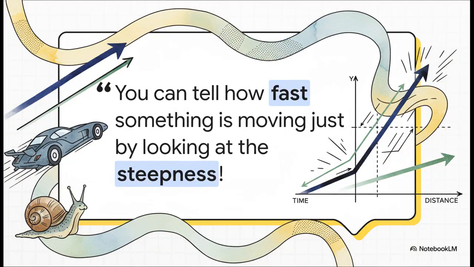The graph is literally telling you a story about motion. And this really gets to the heart of it. It means you can tell how fast something is moving just by looking at the steepness of the line. A super steep line means it's moving really fast. A totally flat line, that means it's not moving at all. You're not just doing algebra anymore. You're reading the story of the world around you.